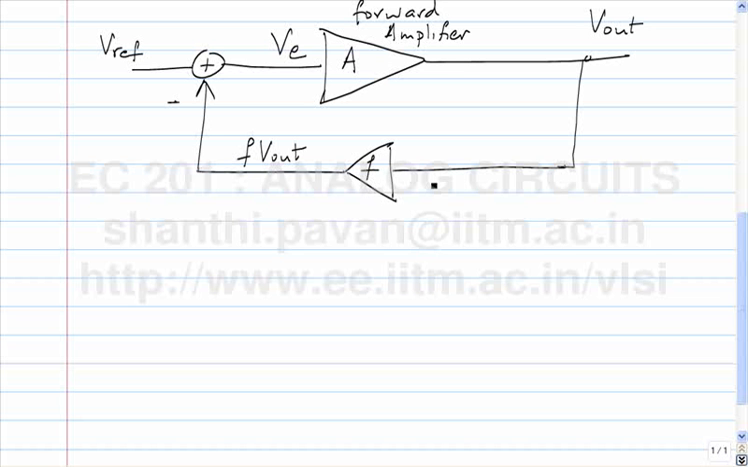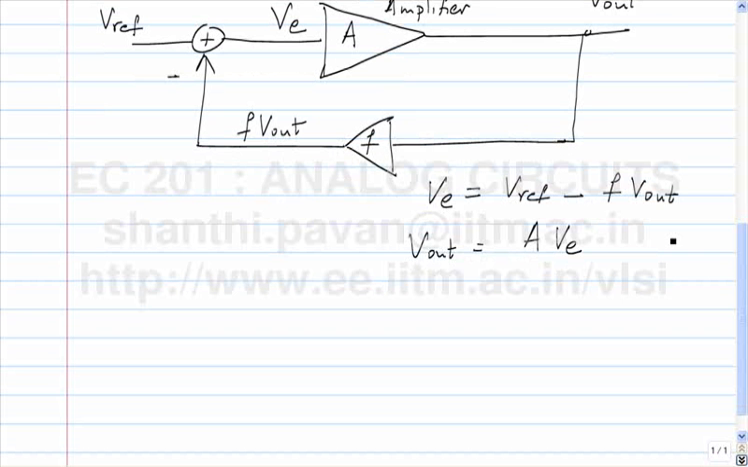How do you figure out what the output is? You write the equation. So VE, the error voltage, is Vref minus F times V out, and V out is A times VE. Okay, since these are two linear equations, it's quite straightforward to solve. In practice, as I keep saying, things are nonlinear.